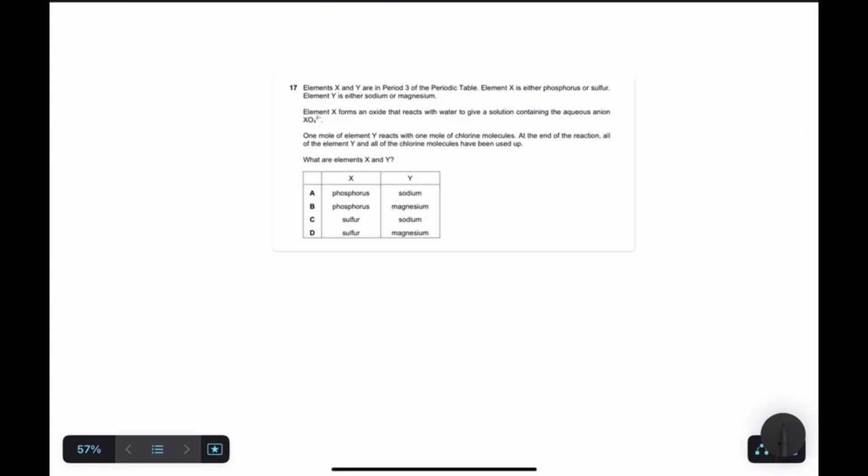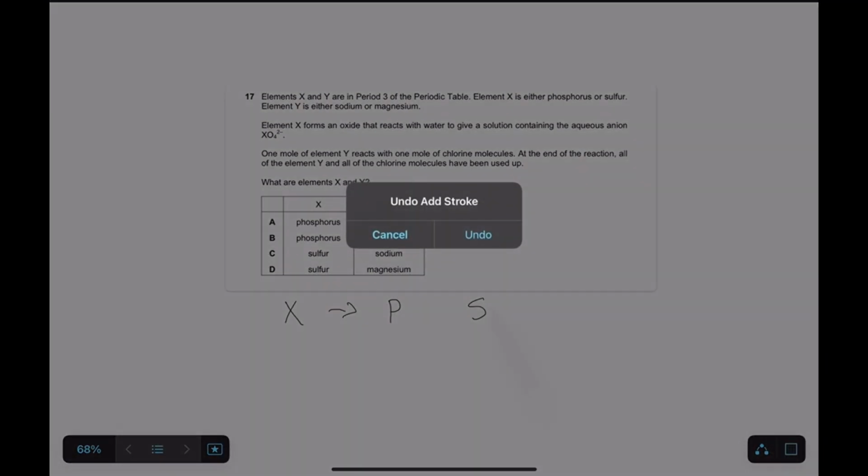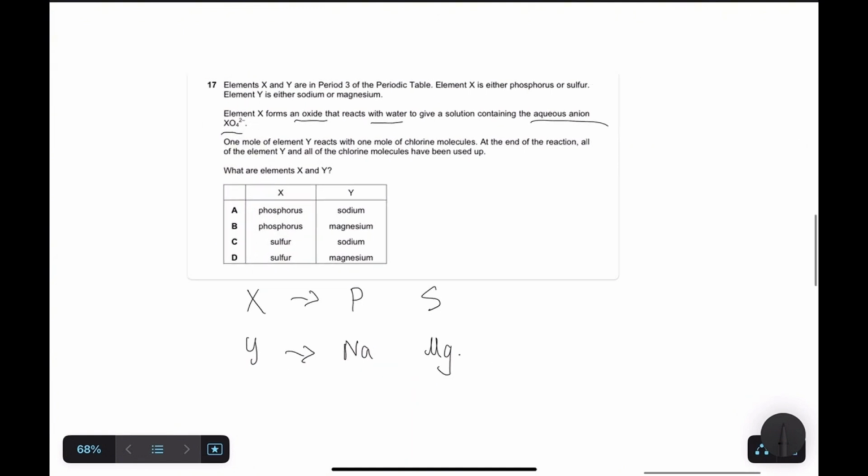Question 17. Elements X and Y are in period 3 of the periodic table. Element X is either phosphorus or sulfur. So X can be phosphorus or sulfur. And element Y is either sodium or magnesium. Element X forms an oxide that reacts with water to give a solution containing the aqueous anion XO4 2-.